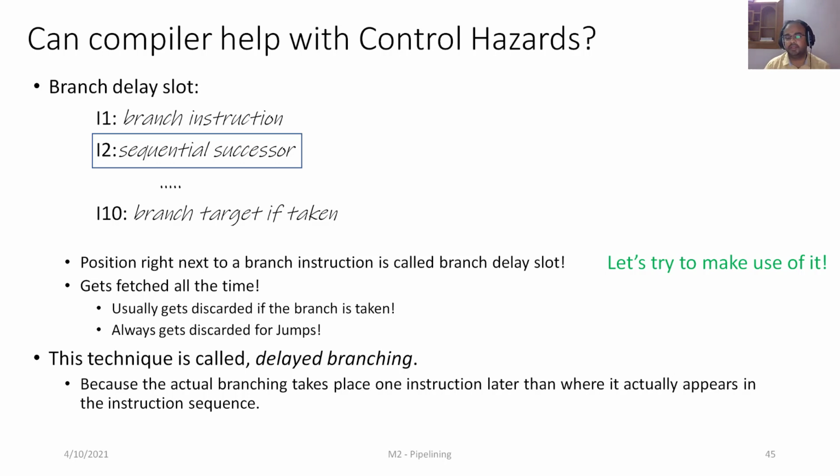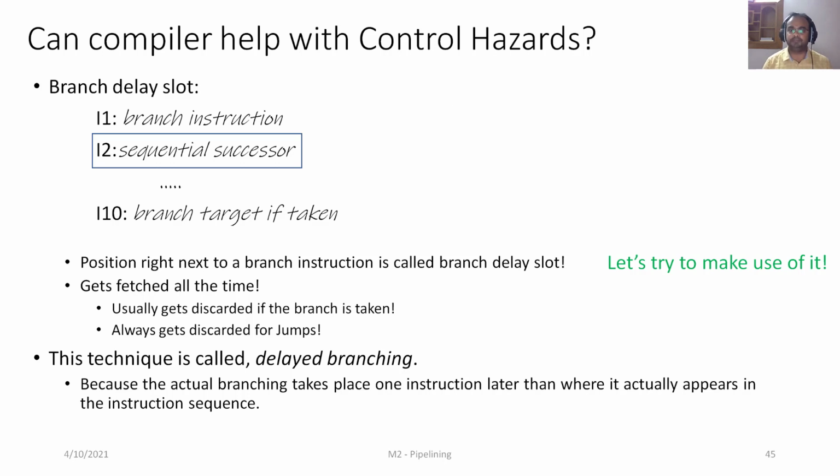And we start fetching from I10. What delayed branching says is, I will not discard I2 and I'll continue its execution. After I2 is fetched, and as it moves to decode and execute, eventually I10 will be picked and executed. So instead of the instruction execution being I1, I10, I11, etc., it will be I1, I2, I10, I11, I12, and so on. Because the branching happens one instruction later than it is expected to happen, this technique is called delayed branching.